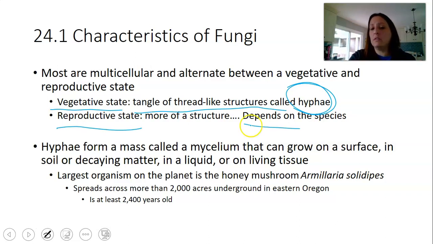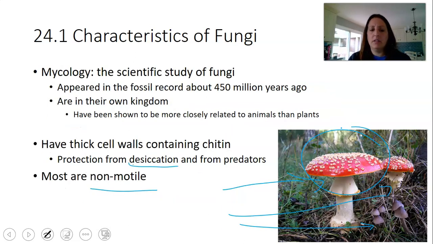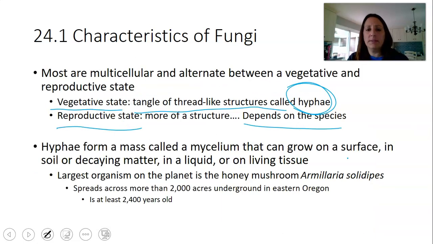And what that structure looks like depends on the species. Oftentimes, we'll call the reproductive structure the fruiting body. Okay, let me back up for a second. These mushrooms right here, what we're showing you is the fruiting body. So the cap and stalk, again, if we flip the cap over, you'd find gills. It's on those gills where spores are being produced.